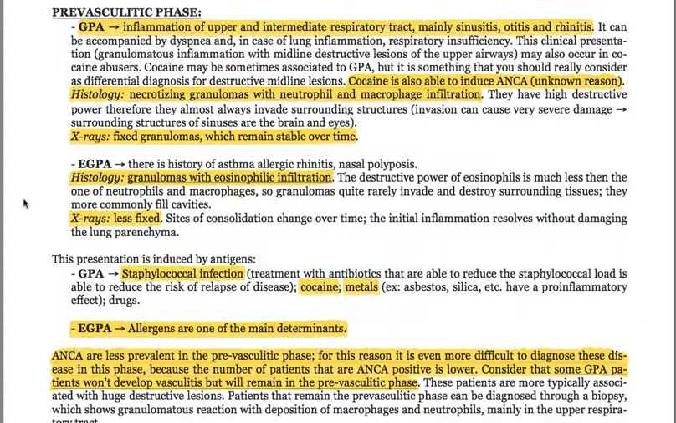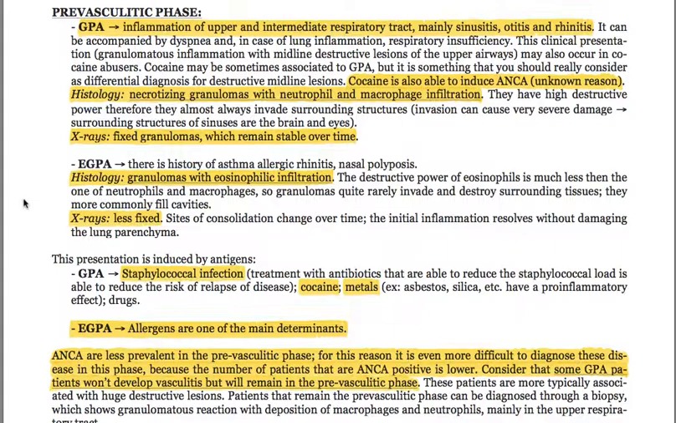Histology: we have necrotizing granulomas with neutrophil and macrophage infiltration. They have high destructive power, therefore they almost always invade surrounding structures. Invasion can cause very severe damage, because the structures surrounding the sinuses are the brain and eyes. At X-rays, we have fixed granulomas, which remain stable over time.